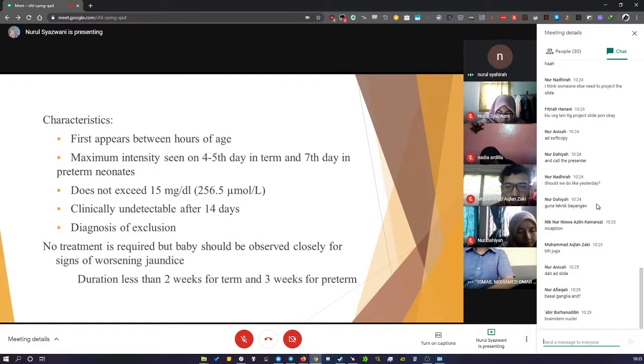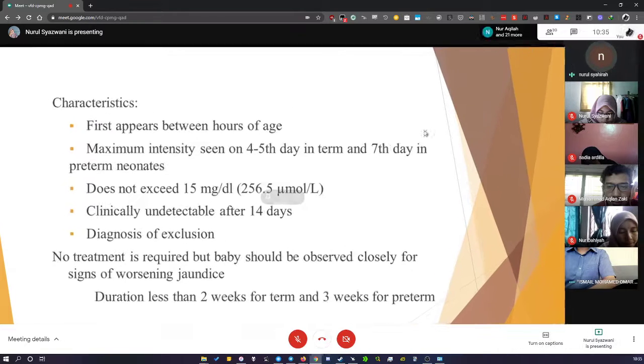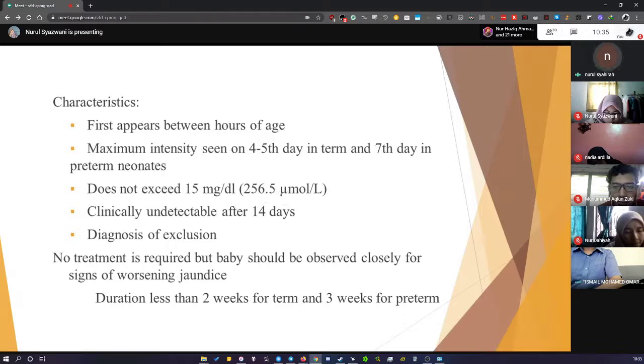Okay, carry on. So it is a diagnosis of exclusion, meaning we must first rule out other causes, and then we can diagnose physiological jaundice, and no treatment is required. But the baby should be observed closely for any sign of worsening jaundice. Usually the duration must be less than 2 weeks for term and 3 weeks for preterm babies.